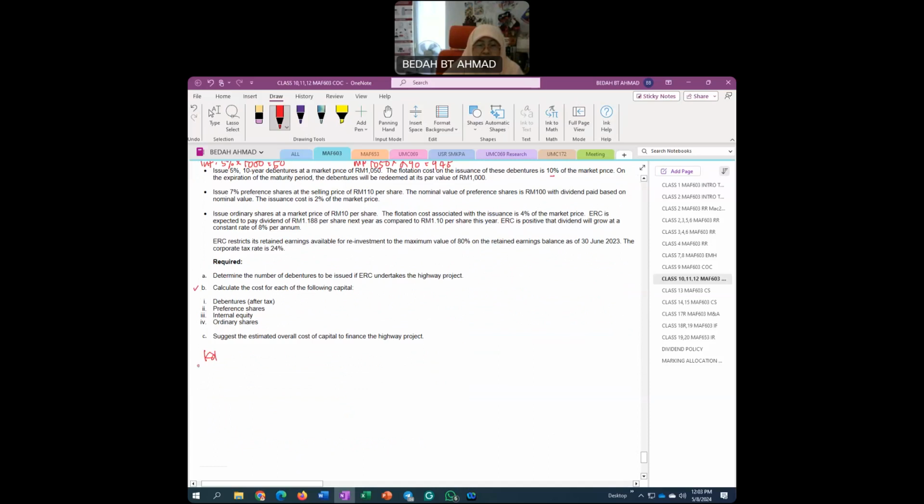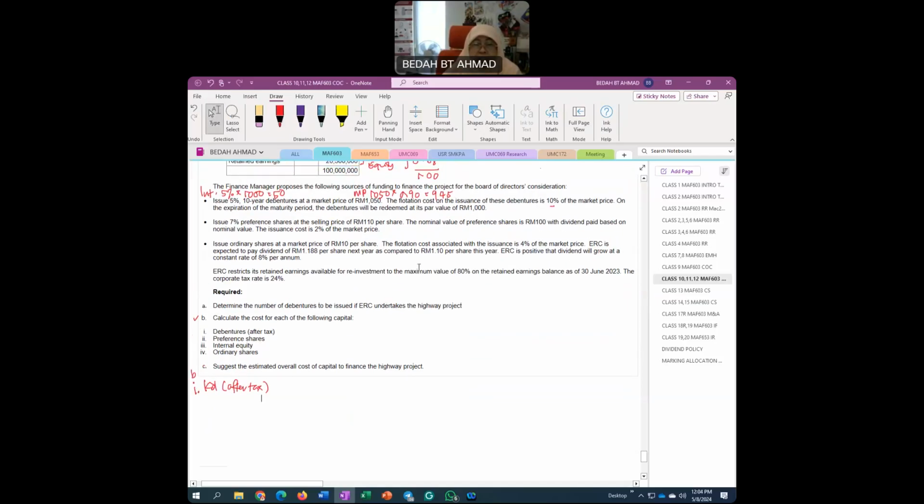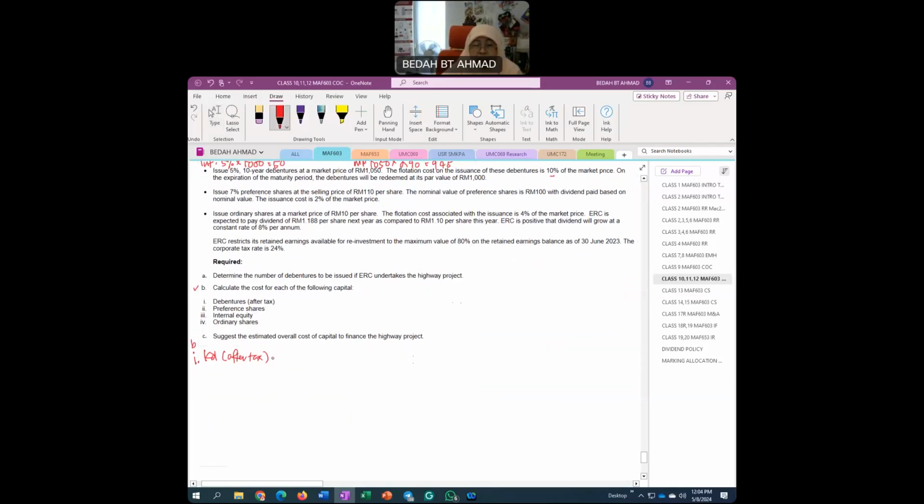So we are doing B number 1 first, KD after tax. Okay, so you need to do trial and error, or choose and pick the appropriate discounting rate. I want to try from the rate of interest, so we try 5%. The interest is 50, multiplied by the annuity factor at 5%, 10 years. Then the principal redeemed at par value, which is 1,000, multiplied by the non-annuity factor at 5%, 10 years.